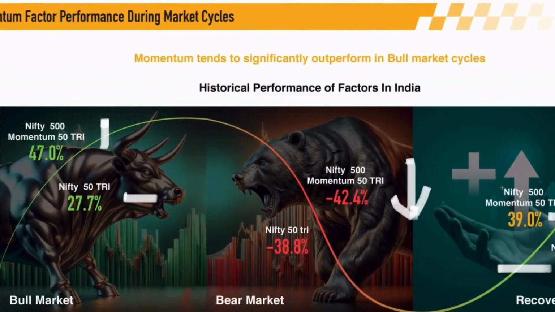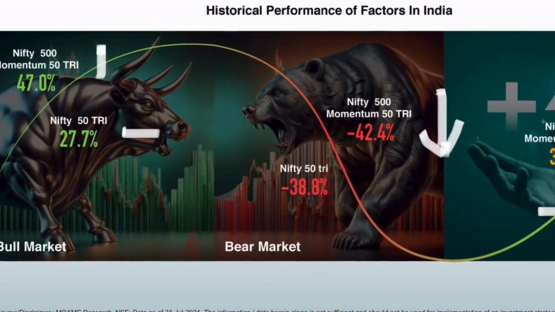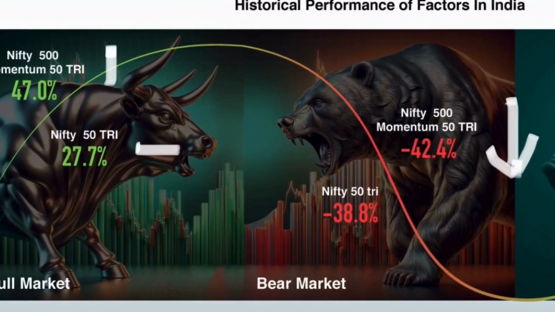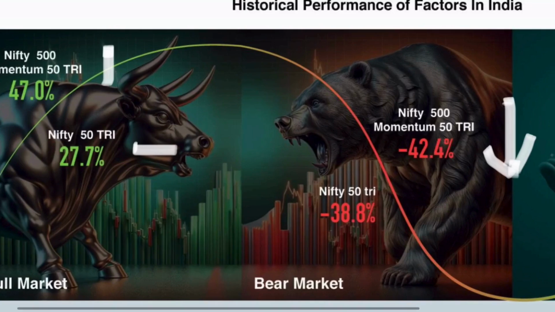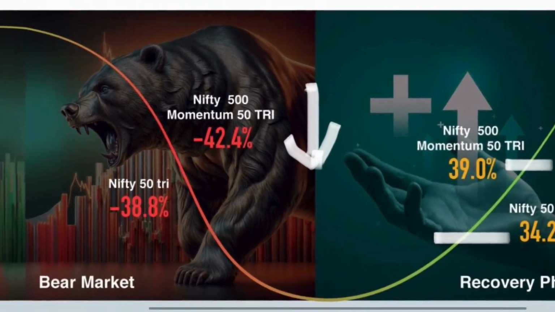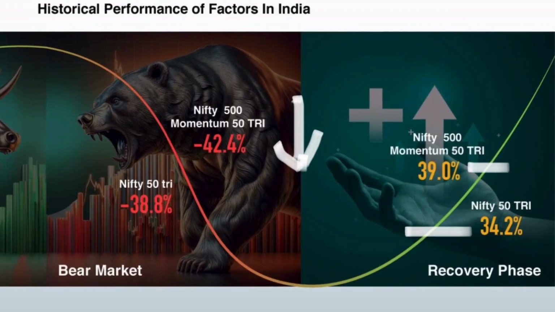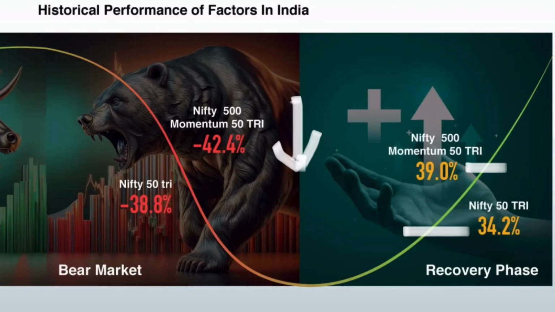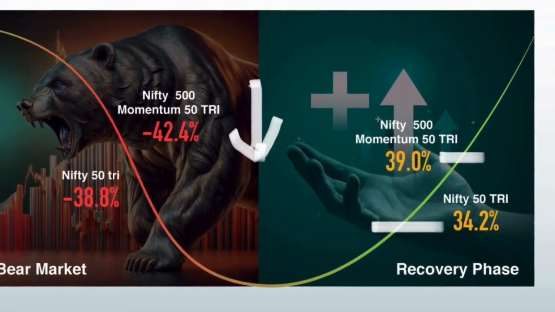We are seeing momentum factor performance during different market cycles. In bull market, Nifty 50 gave 27.7%, while Nifty 500 Momentum 50 Index gave 47%. Means there is outperformance in bull market. Now let us see what happens in bear market. In bear markets, Nifty 500 Momentum 50 Index gave negative 42.4% returns, while Nifty 50 gave negative 38.8%, that is almost 39% negative return. So during bearish market conditions, the fall is more in Nifty Momentum 50 fund.